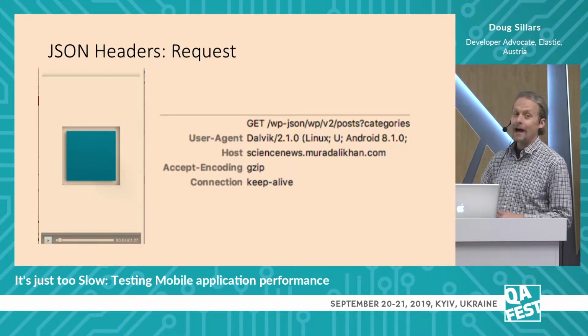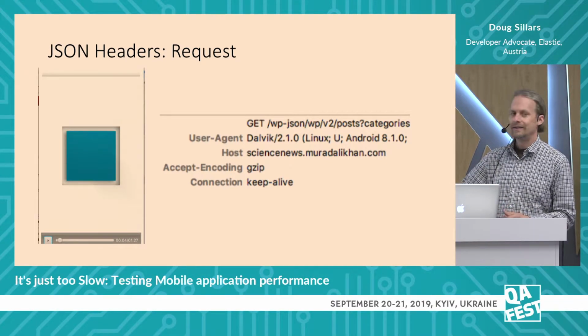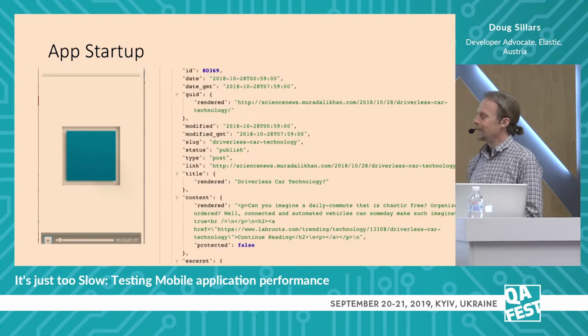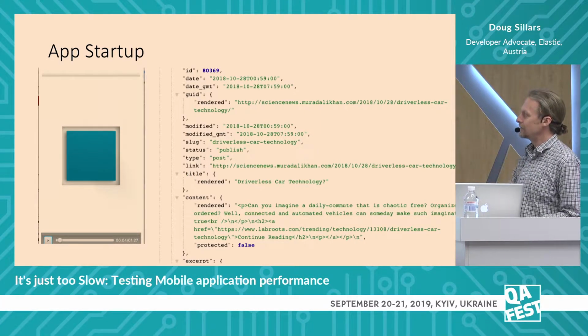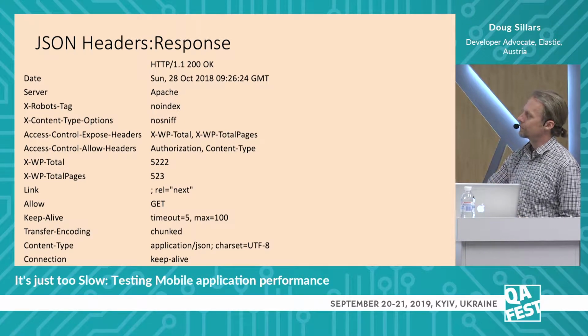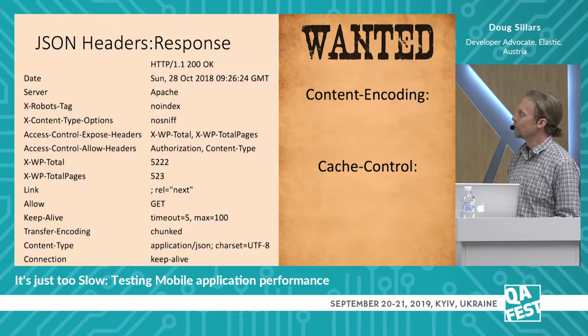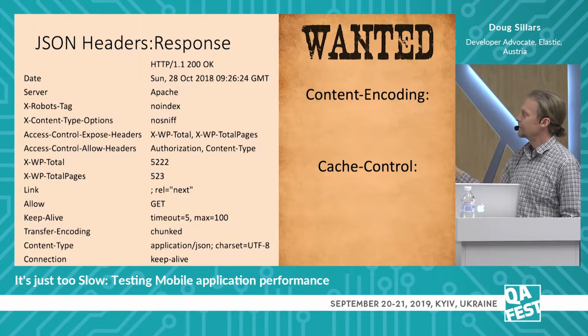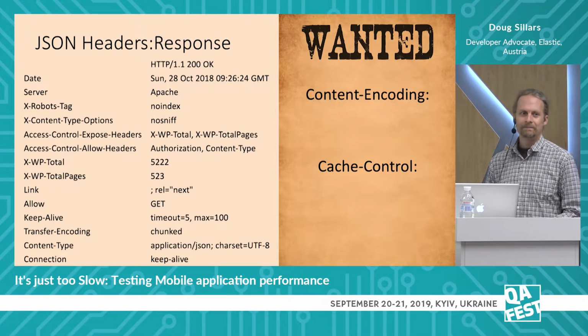The phone says, hey, I support compression, right? And then the server comes back with a bunch of JSON, right? That's awesome. But here's the header response. These are all the headers that came back, and we're missing compression, and we're missing caching.